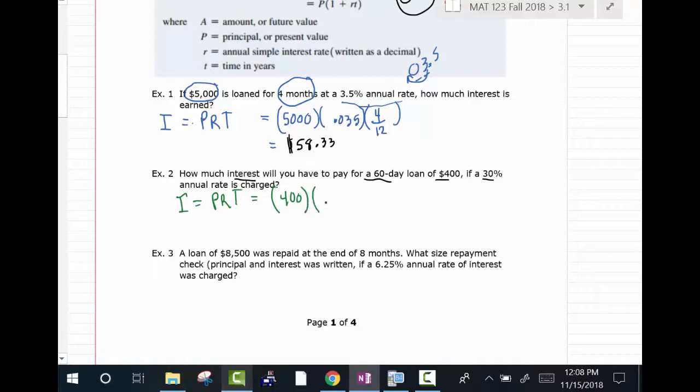What are you going to use for 30%? 0.30. Don't forget to do that. That's another thing students forget to do. Move that decimal back 2, or you're going to get a nonsense answer. Now it says 60 days. How do you convert 60 days to a year?